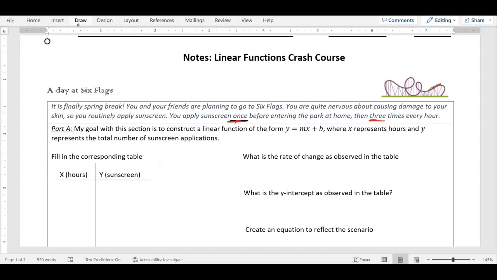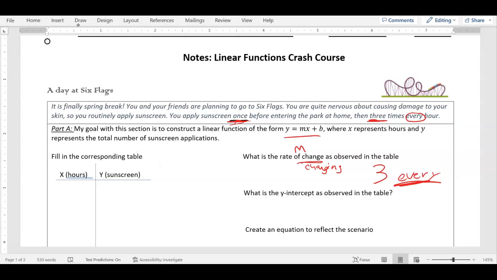So, part A, my goal is to construct a linear equation, y equals mx plus b. What is the rate of change? Remember, change is your m value. Rate of change is your slope. So which one of those numbers, the once or the 3 times, do you think is the slope, the rate of change? 3? Why 3? Okay, keyword is every hour. The changing number that happens over and over and over, 3 every hour, is the keyword that lets you know. So my rate of change, my slope, my m is 3.